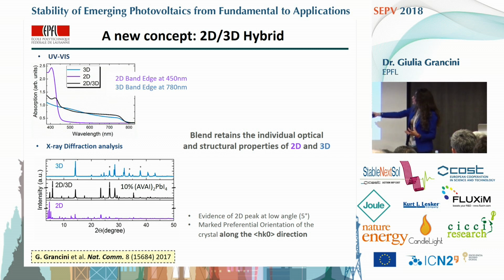For instance, from the UV absorption, in black is the composite. You can see that the band edge is still at 780 nanometers, so it resembles the one of the 3D perovskites. But you can see also a band here that is due to the contribution of the 2D phases within the composite. You can also come to the same conclusion from the XRD, where you can see the diffraction pattern that gives evidence of the 2D peak along with the peak of the methyl ammonium lead iodide.